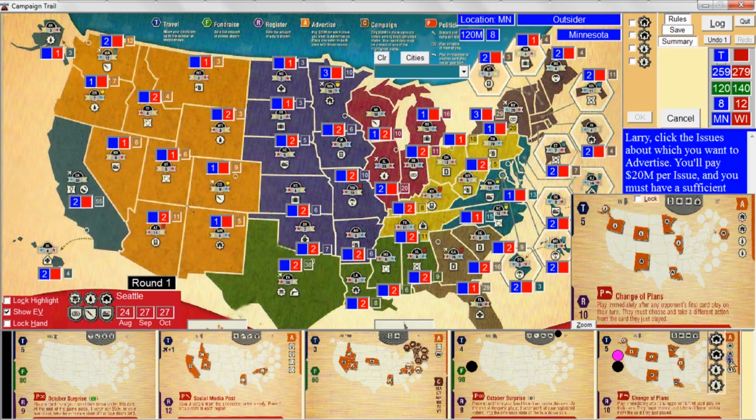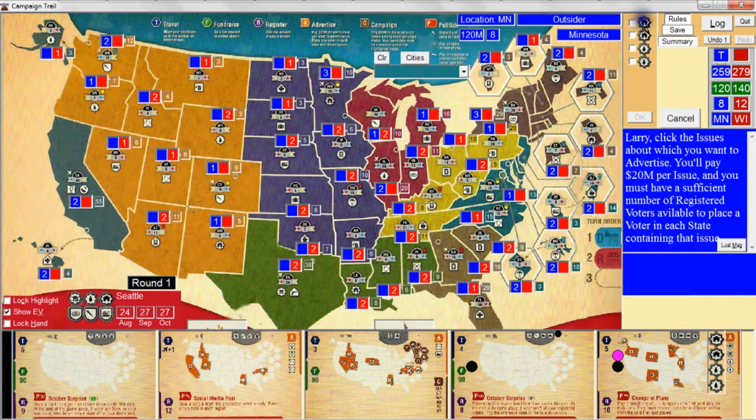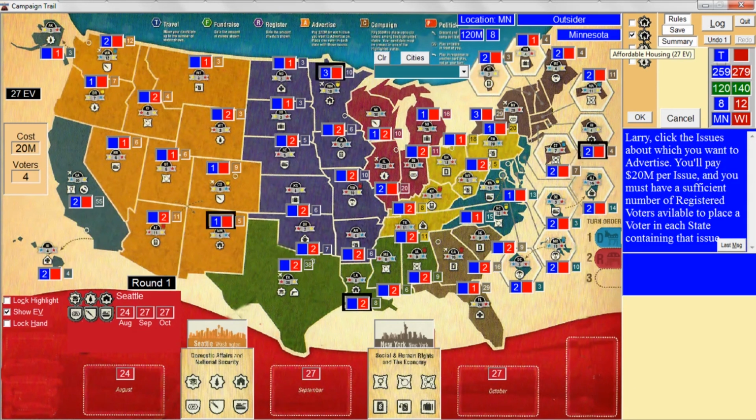Let's go ahead and click over there. And up here, I can choose which issues that I want to advertise in. Let's say click on affordable housing.